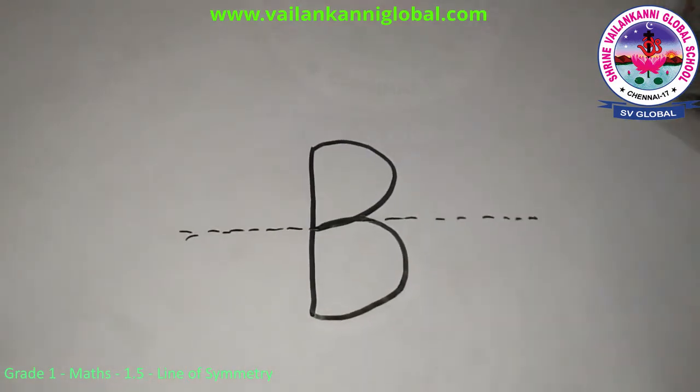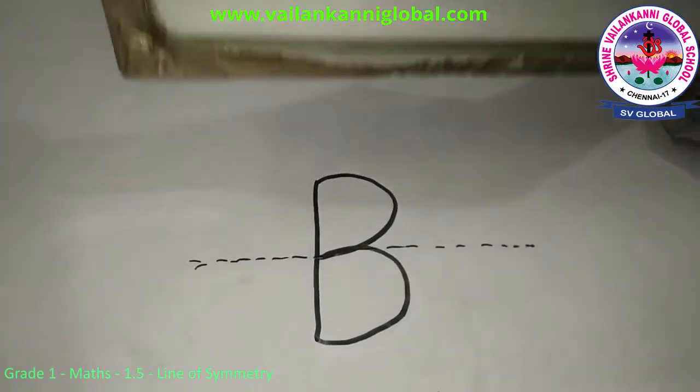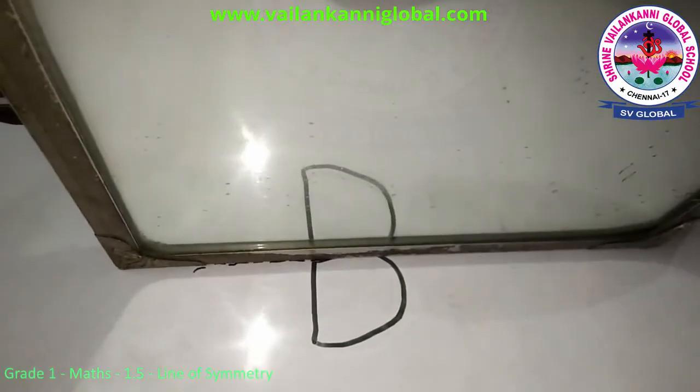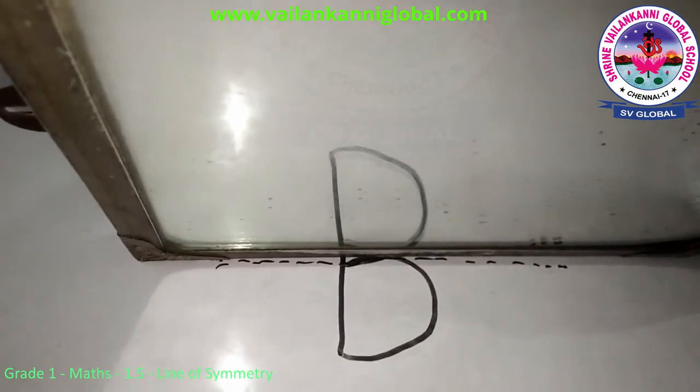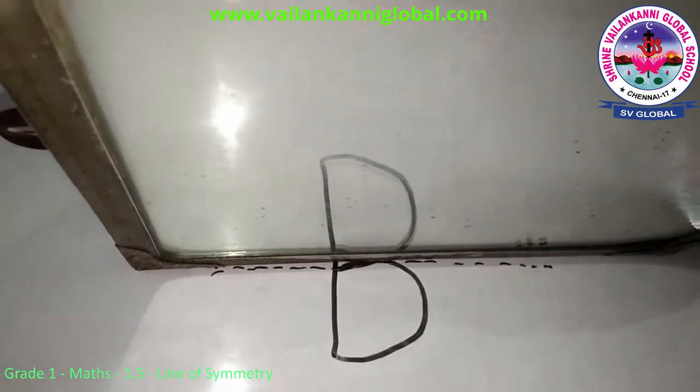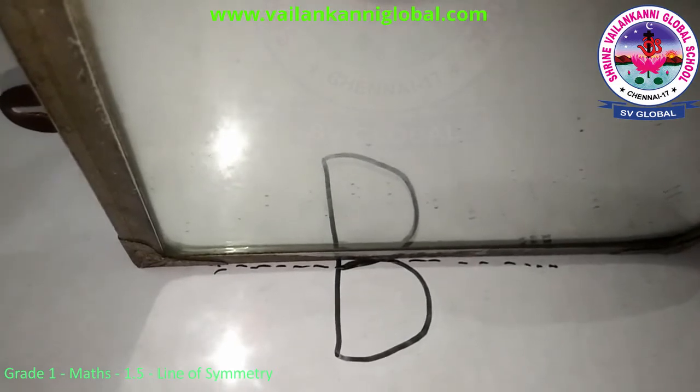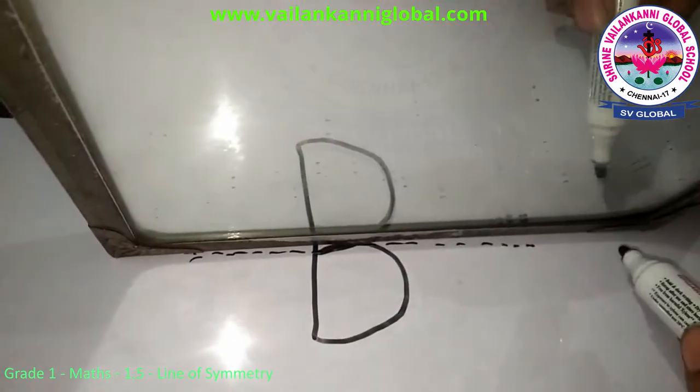Let's also check with the mirror. So I am going to place a mirror on this line of symmetry. Can you see the B towards the other side? Yes. Can you see a B now? Yes. So I can cut the B towards the center like this.